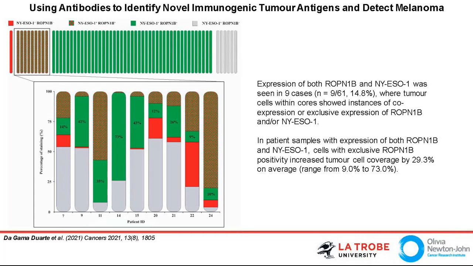There were cases that had both roprin-1b and NY-ESO expression, but of course there were instances where you had exclusive expression of either. But if you consider including a cancer vaccine that includes two different antigens, so roprin-1b and ESO, you'll actually increase your coverage by 29% with regards to the specific cohort, which is interesting. So perhaps a multi-antigen vaccine is preferred over a single antigen vaccine.